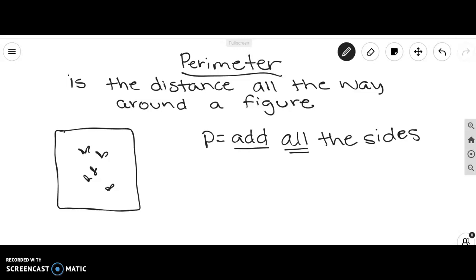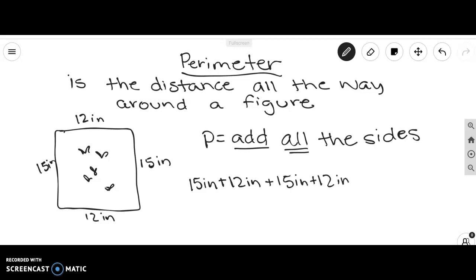So here's our yard and our fence. This side is going to be 15 inches, and this side's going to be 12 inches. So in our equation, we're going to add them together. So we have 15 inches plus 12 inches plus 15 inches plus 12 inches.